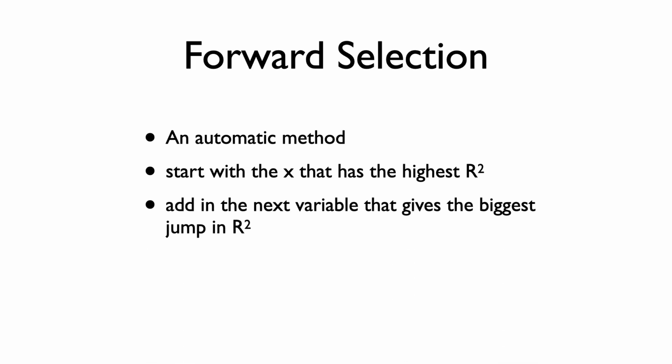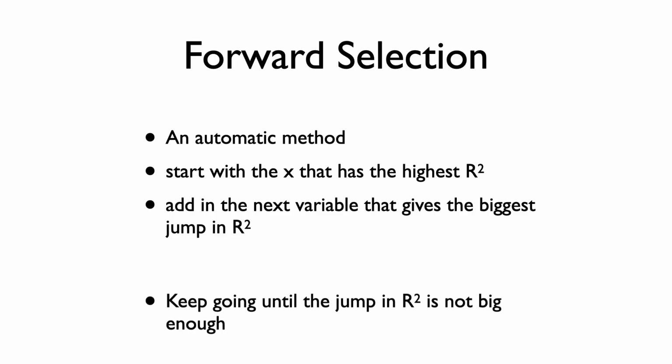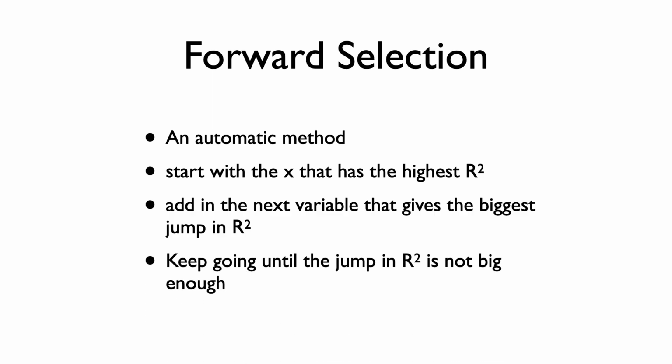And then you add in the next variable that has the next biggest r squared. Of course, that obviously is what you're going to do. Keep going until the jump in r squared is not big enough. Remember, r squared has to go up every time you add a new variable? Well, at some point, it's not going to go up very much, and you go, okay, that's enough, I stop. Now, the question you have to ask yourself is, how much is big enough? Statistical packages are set up with default values. Unless you really know what you're doing, don't touch them.